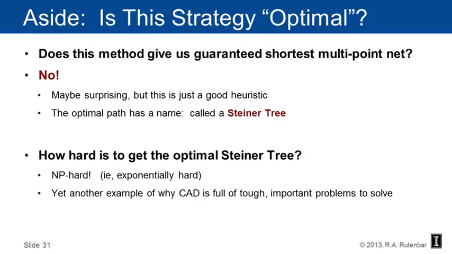So just a quick aside. Does this method give us a guaranteed shortest multi-point net? I mean, is this thing optimal in any sense? And the answer is no. And that might be really surprising because that looks like a spectacularly clever and good heuristic for doing the multi-point nets. So I'll give you a little terminology. The optimal path has a name. It's called a Steiner tree. Right? How hard is it to get a Steiner tree? Exponentially hard. Almost everything that's really valuable in the CAD business is really hard. So just another example of why CAD is full of tough and interesting problems to solve.